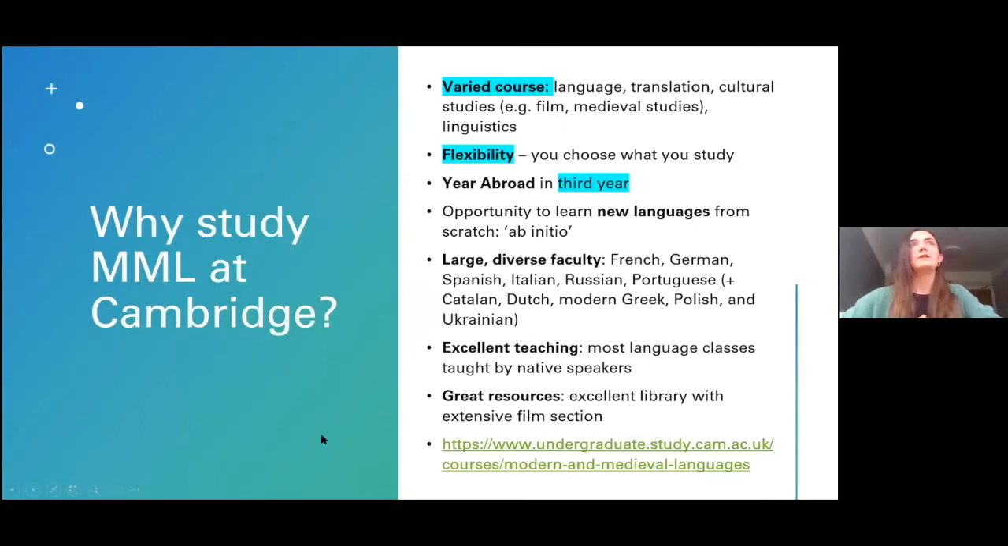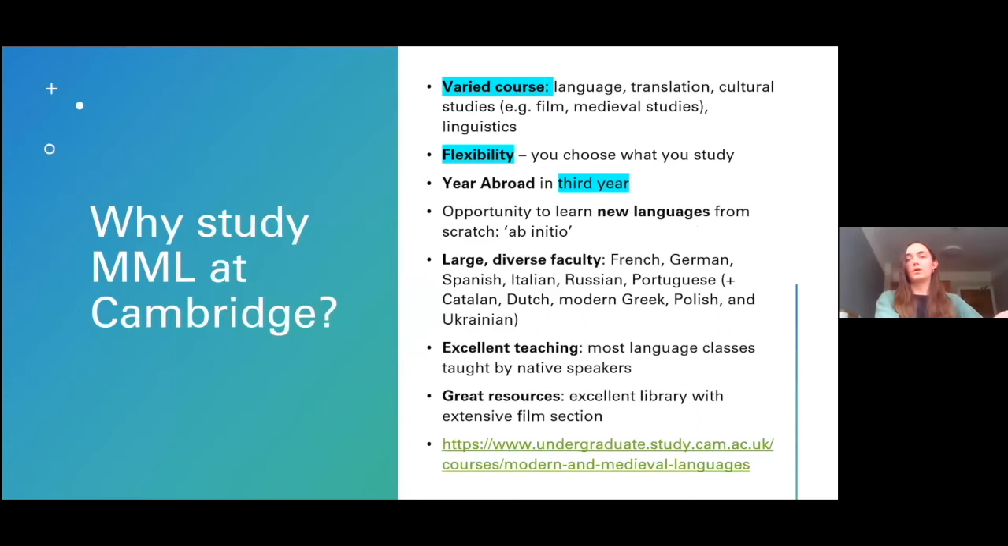And so a bit about MML. So from my perspective, why should you study MML at Cambridge? Like Ian has said, it's a very varied course with lots of different elements. So you have the language element, and again, like Ian said, you can study lots of languages in your time at Cambridge.